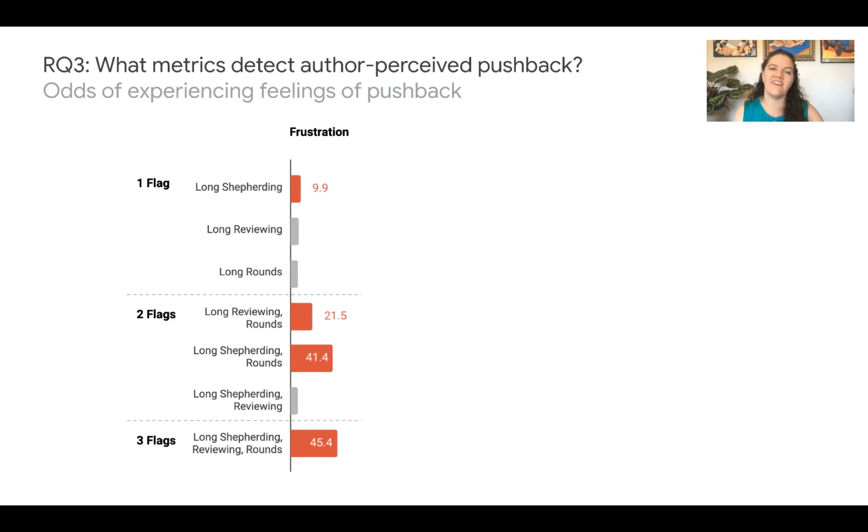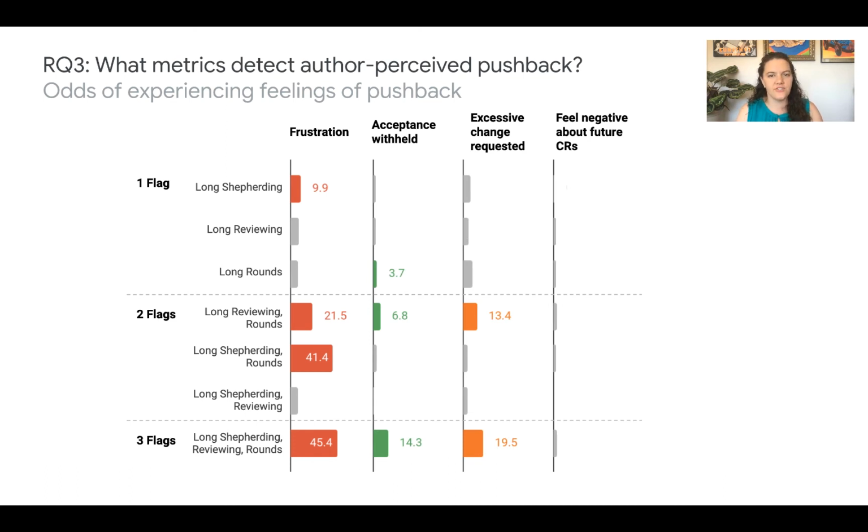All in all, we covered 5 different feelings of pushback as part of the study. In addition to frustration, we looked at feelings of acceptance being withheld, feeling excessive change was requested, and feeling negative about future code reviews. In the cases of acceptance and excessive change requested, we see that combination again of long reviewing time and rounds of review, as well as all 3 together, are strong indicators of these feelings of pushback. We did not find that any of our metrics were strong indicators of feeling negative about submitting future code reviews.